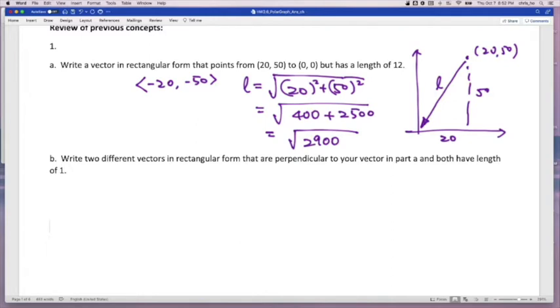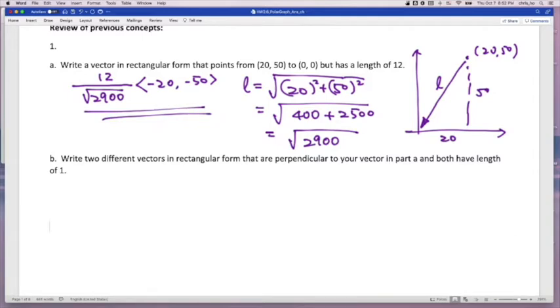Well, I'm going to simply divide this vector by the square root of 2900. Now that means it would have a length of 1, but I want a length of 12, so I simply multiply it by 12 back. Okay? So that would be the final answer.